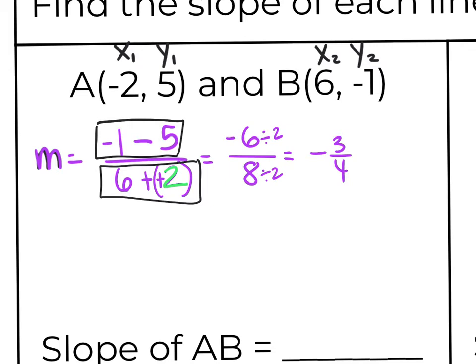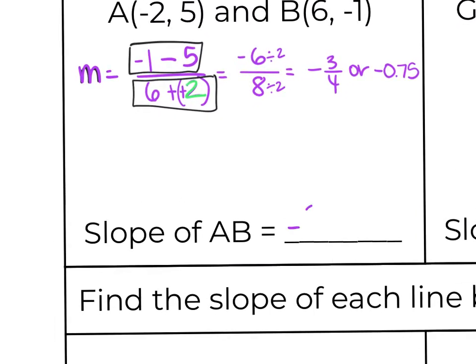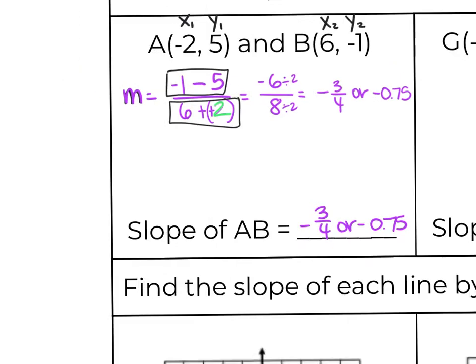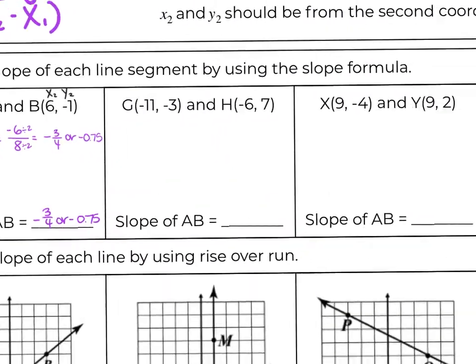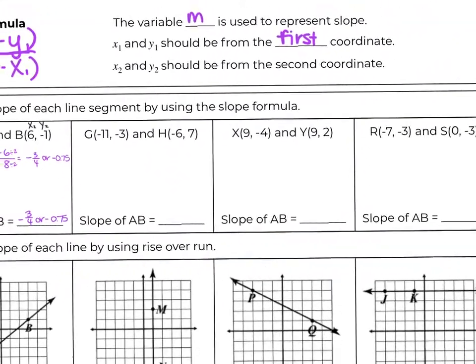Or, what's my other option? Shoot, I don't know the other option. Okay. I did -3 over 4. Okay, that works then. Is there an equivalent decimal? 0.75. Yes, as long as they're both negative. Okay, so either one will work. -6 over 8 will not, not for full credit.